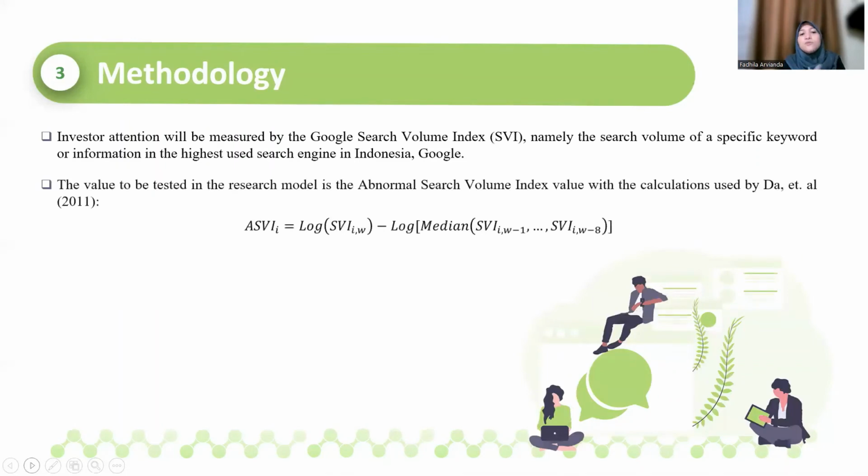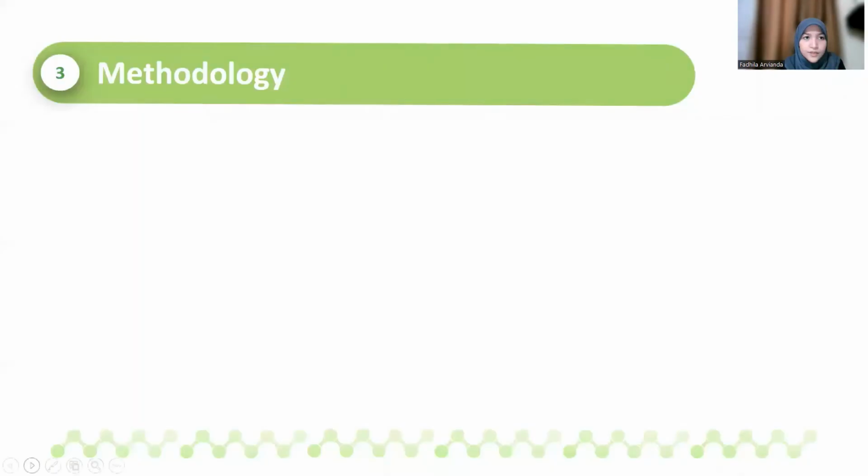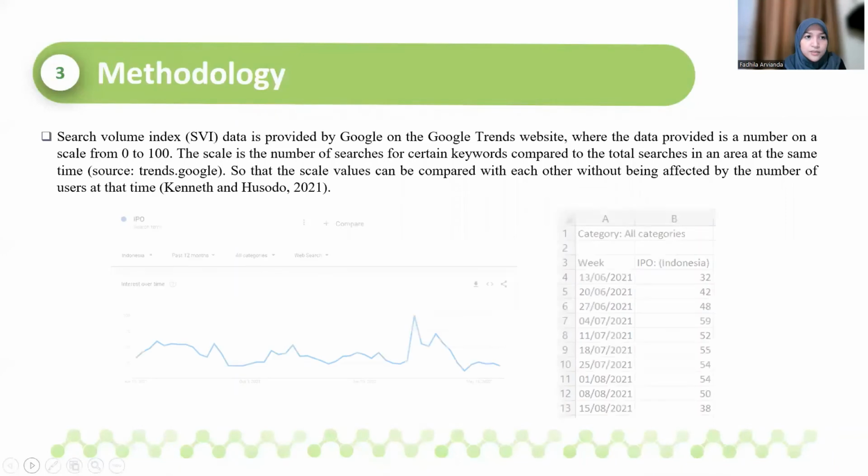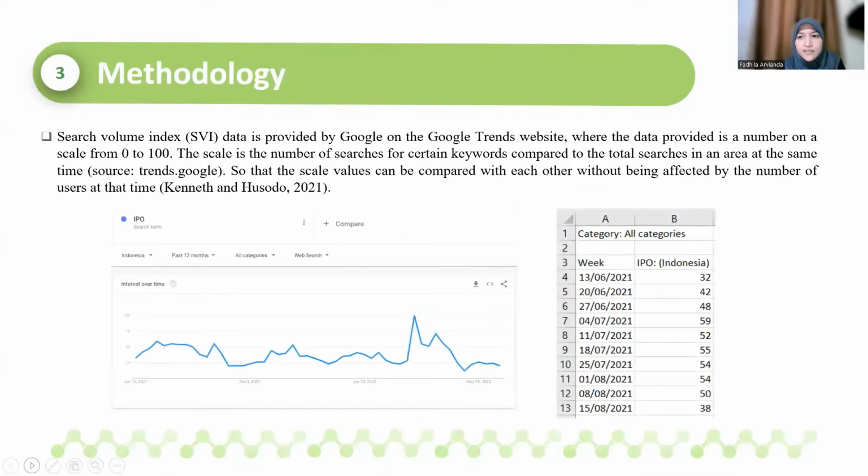And investor attention will be measured by the Google Search Volume Index, and this is the calculation used by Ga et al. 2011. The Google Search Volume Index is data on a scale from 0 to 100. The scale is the number of searches for a certain keyword compared to the total searches in an area at the same time. This is an example of the data.